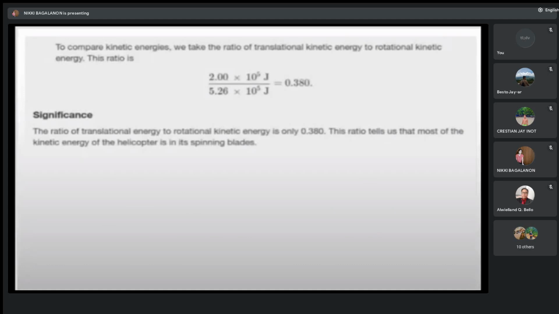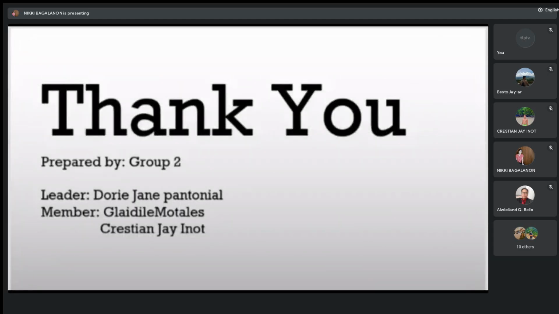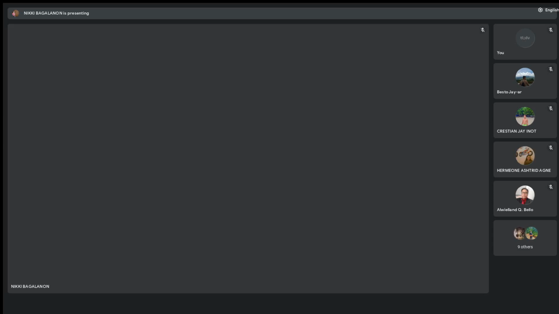0.380. Significance. The ratio of translational energy to rotational kinetic energy is only 0.380. This ratio tells us that most of the kinetic energy of the helicopter is in its spinning blades. And that would be all. Thank you.